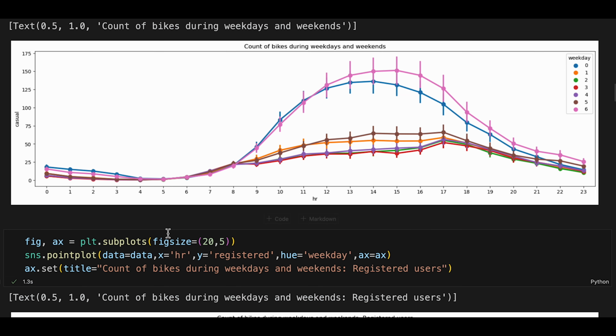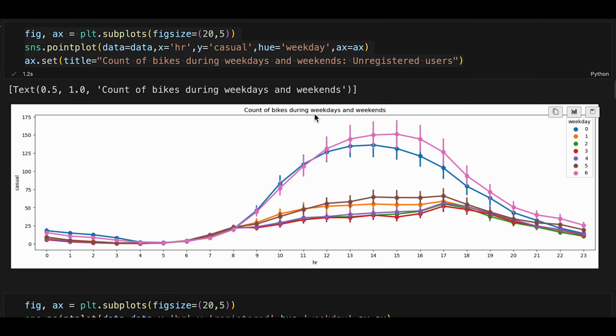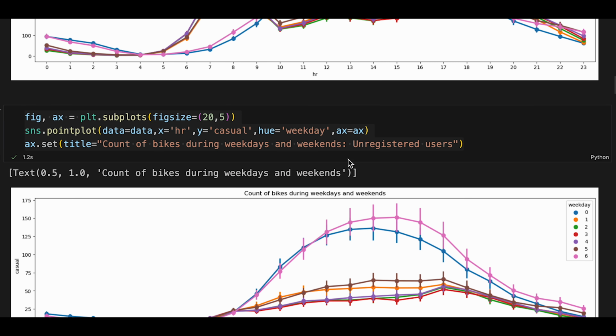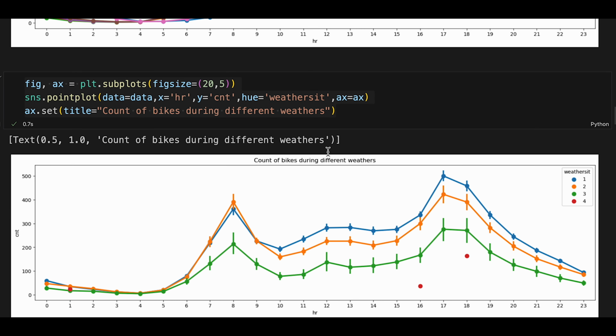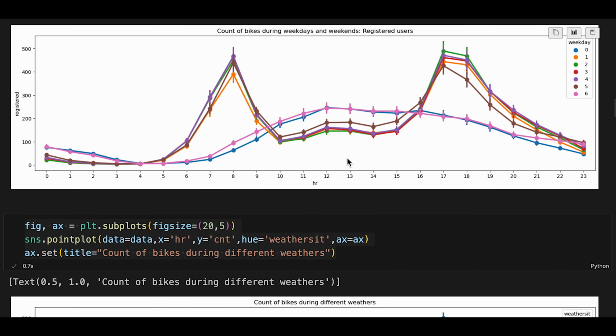So let's check the registered graph with respect to hour and weekday. We are using the registered count, and this is very similar to the graph that we have seen. Basically, if we subtract everything from this particular graph, then we'll get this. So this is our count with respect to the hour and weekday. We have checked our actual count, then the casual count, and then the registered count.